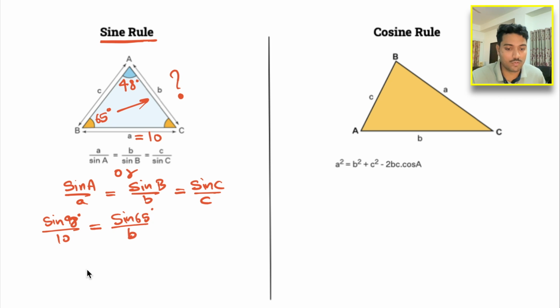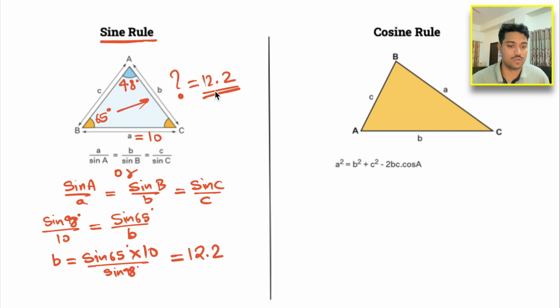So we can make b the subject of the equation. b can be written as sine 65 degrees multiplied by 10, whole divided by sine 48 degrees. Let's do this in the calculator. So 10 multiplied by sine 65 divided by sine 48, and I'm getting 12.19. So I can write it as 12.2, correct to 3 significant figures. So b will be 12.2 units, and that's how we use sine rule.